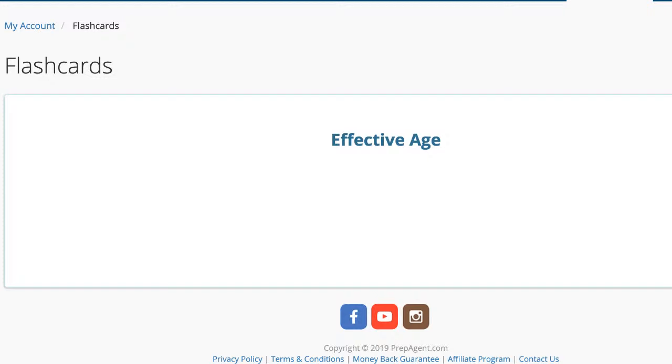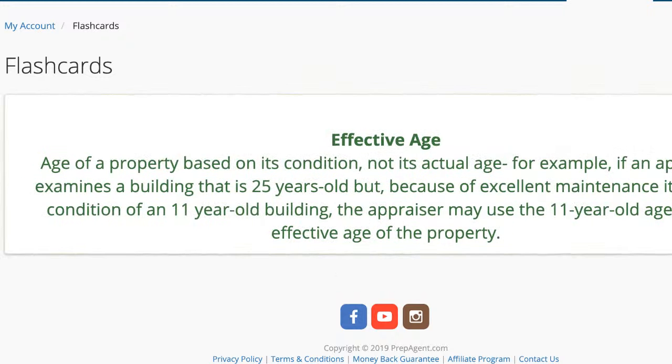Effective age. What's that one? What's an effective age? So effective age is basically how useful it is, where actual age is how old it actually is, whereas effective age is more like how much it's been updated. It would be much smaller than the actual age.